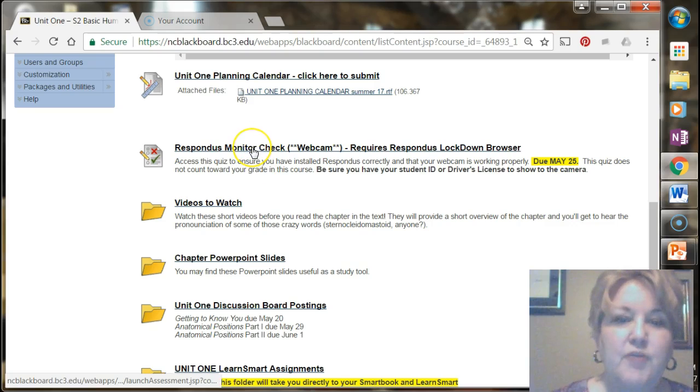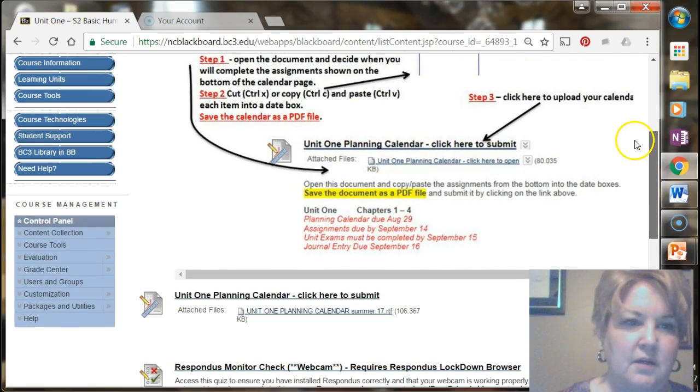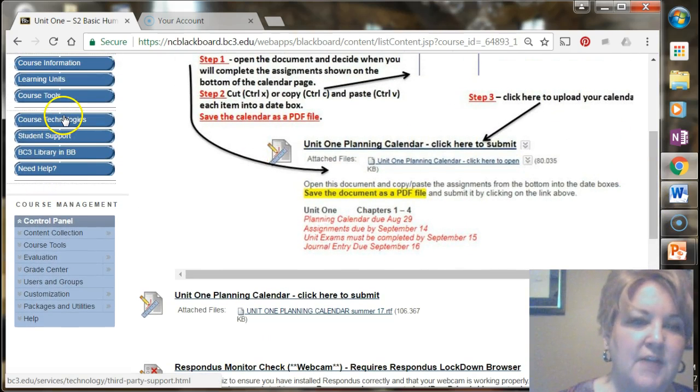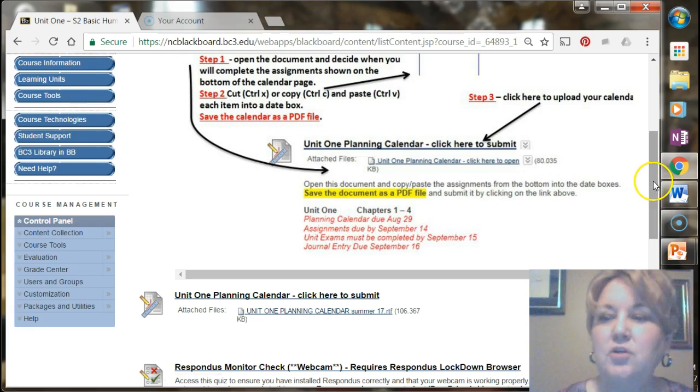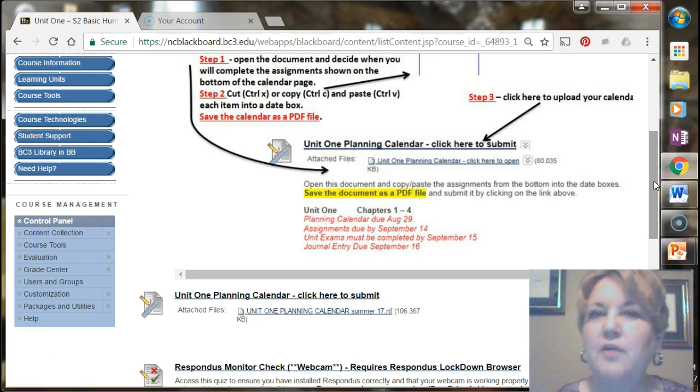So you'll download Respondus Monitor from a link. That link is available here at the Course Technologies tab. Download that onto your computer. If you used Respondus Monitor last year, it has been updated, so make sure that you remove it from your computer and reload it onto your computer.